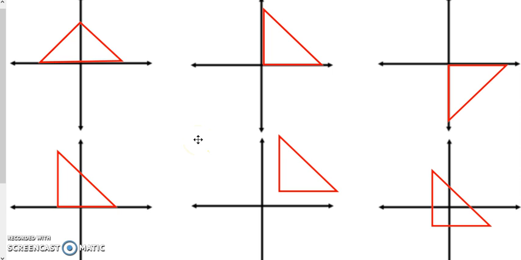Keep in mind, these red triangles might look like isosceles right triangles. We're not told that. We're just told that it's right triangles. So we would not assume that that's the same length as that or anything like that.